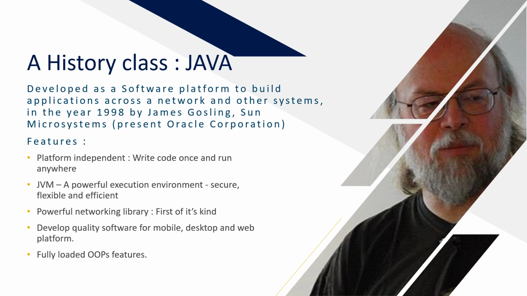Then we have JVM. JVM is an execution environment. It is basically a virtual machine in which Java code runs. So basically Java does not run in the client operating system, unlike other languages. It runs in a separate virtual machine. So this makes it easier to protect it from vulnerabilities and not allow malicious code to access the client system. So this makes it secure, flexible, and efficient. All the libraries and the dependencies required for running the code are already available in the virtual machine.